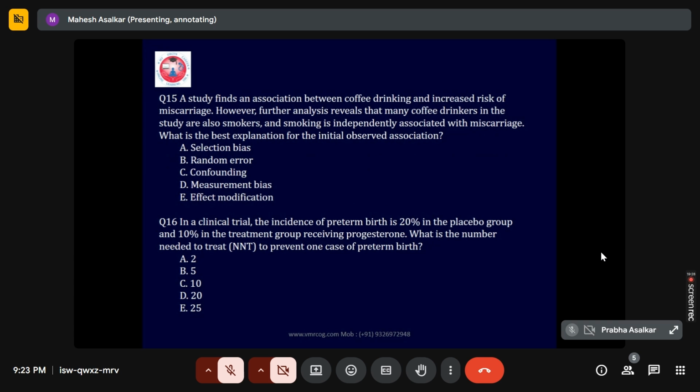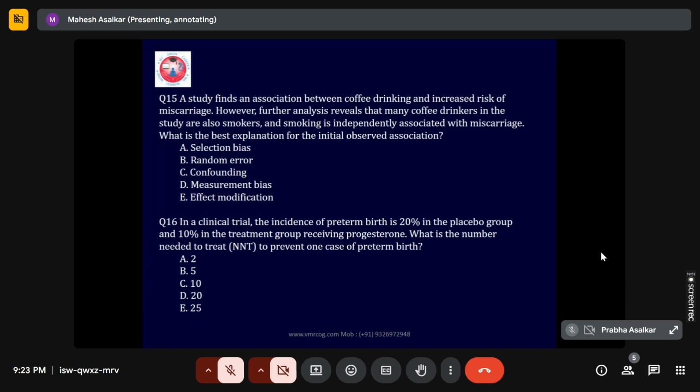Because it is common in both, but it is independently associated with the outcome. That independent association is important. Next question. Question 16. In a clinical trial, the incidence of preterm birth is 20% in the placebo group and 10% in the treatment group receiving progesterone. What is the number needed to treat to prevent one case of preterm birth?